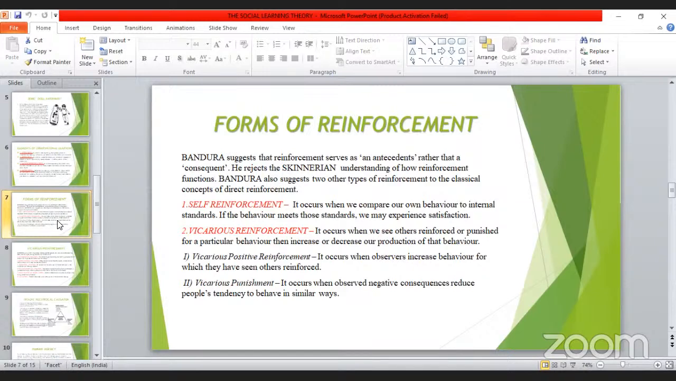But in case of vicarious learning, I have to observe the model, and if the model is reinforced or punished for a particular behavior, then I will produce the behavior. The production of the behavior will increase or decrease. If the model is reinforced for a particular behavior, the production of the behavior will increase for the observer. Or if the model is punished for a particular behavior, then the production of that behavior will decrease for the observer, right? So this is vicarious positive reinforcement, and another is vicarious punishment.